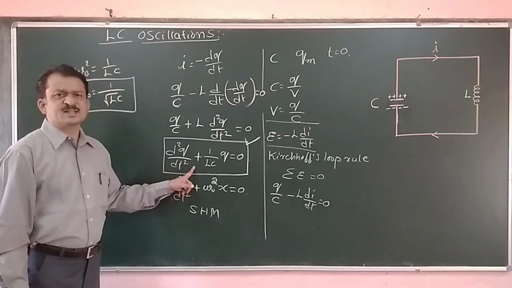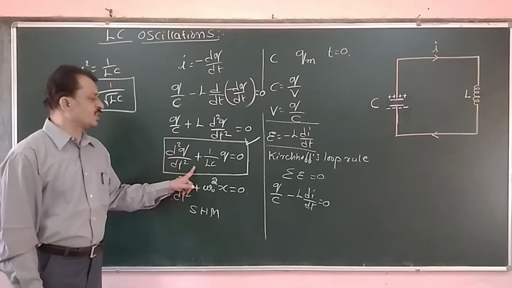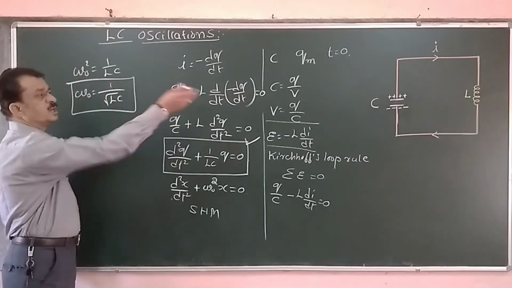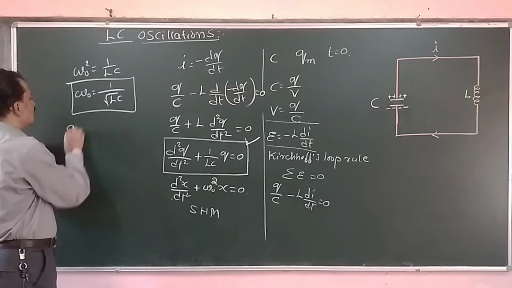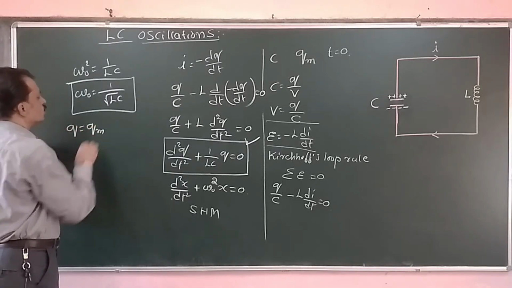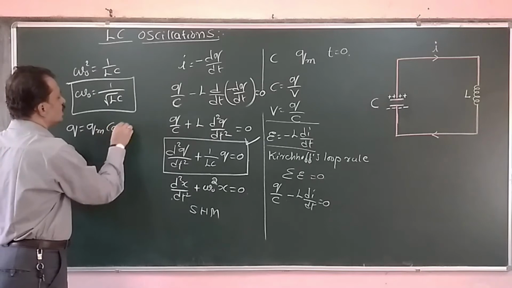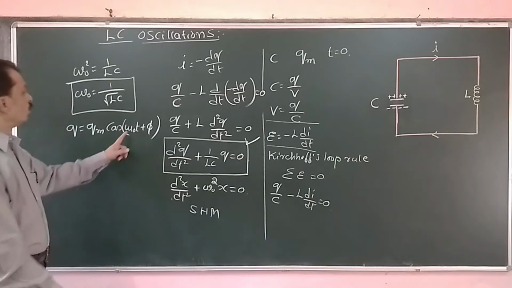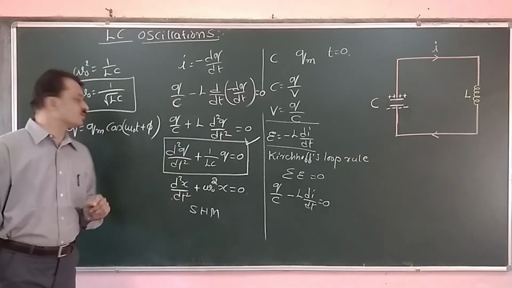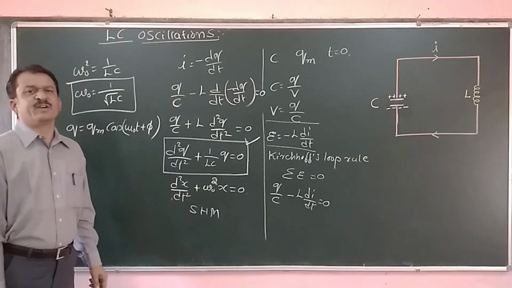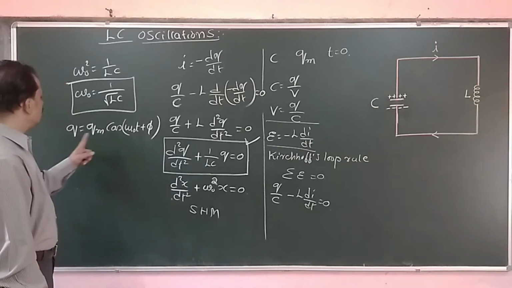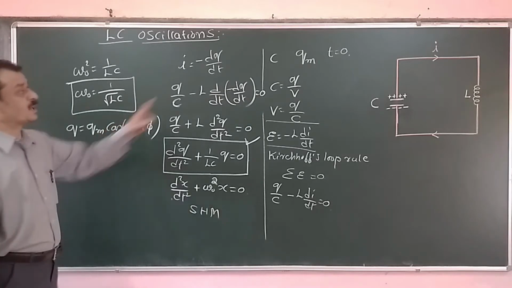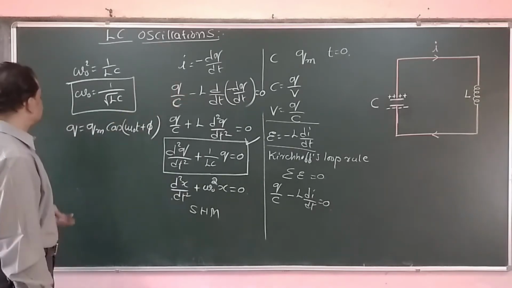Therefore, this equation is the equation for oscillation of the electric charge. Now the charge is oscillating here. The charge is given by Q is equal to Qm into cos of omega naught t plus phi. Omega naught is the frequency of oscillation of the charge and phi is a phase constant. Qm is the maximum value of the charge.